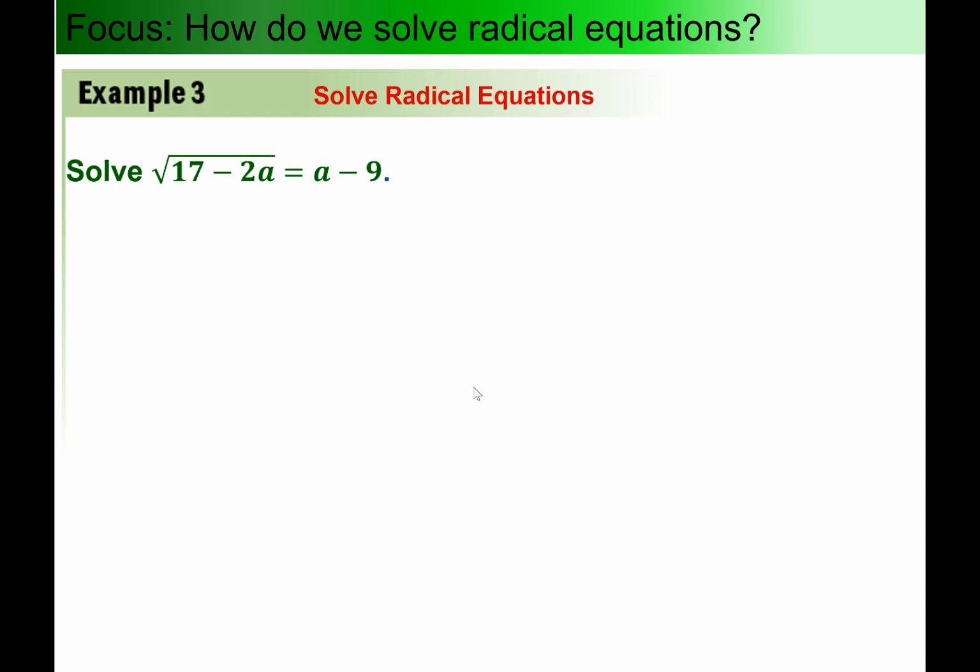We can look at one more example. Here I have the square root of 17 minus 2a is equal to a minus 9. So, looking at this example, our radical term is isolated on the left side of the equation, but on the right side of the equation we have a binomial. So we're going to have to be careful when we square both sides of this equation.